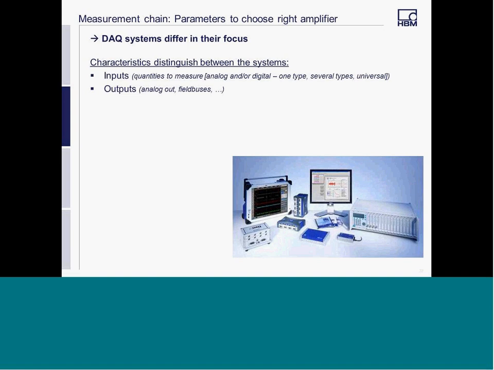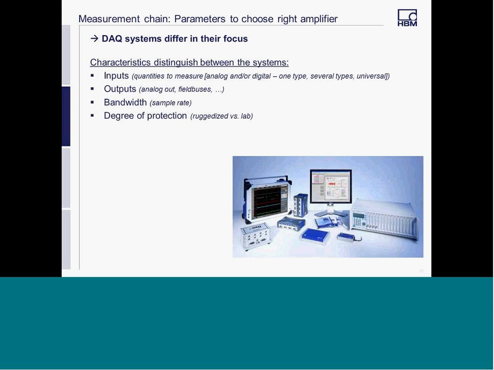The second would be outputs. After inputs, you also have to ask, do I need outputs, like analog outputs or real-time field buses? Do I need that for my application? The bandwidth. Is it a quasi-static measurement I have, or is it really high speed, high sample rate where I need mega samples of sample rate? Well, this is the question.